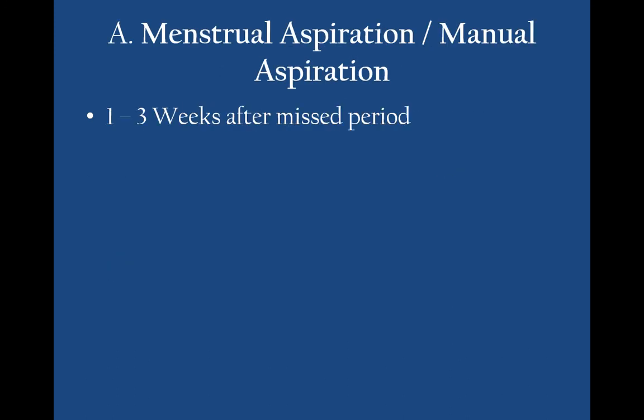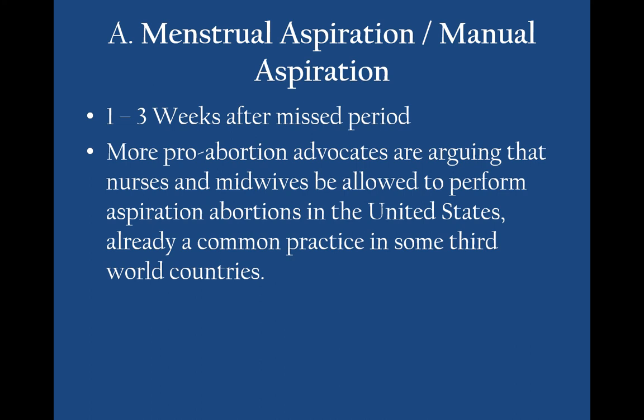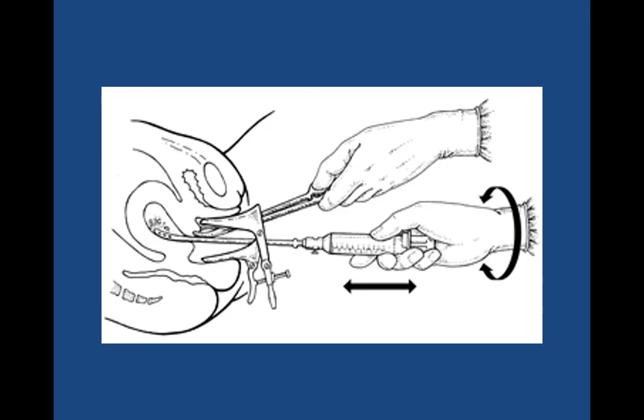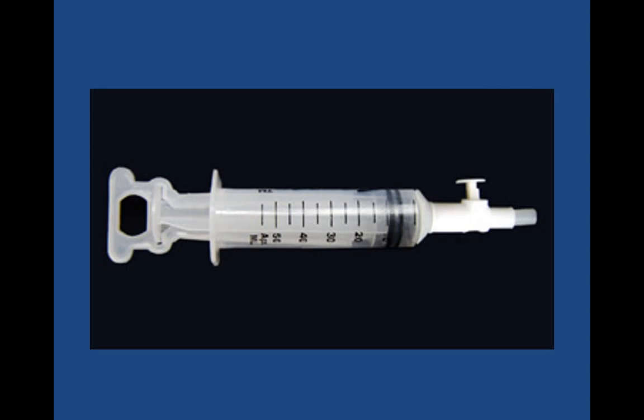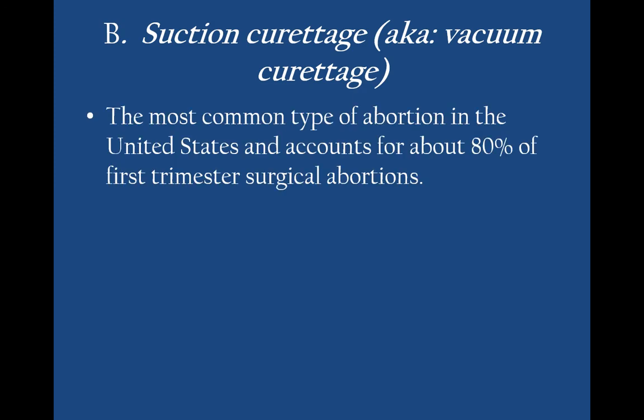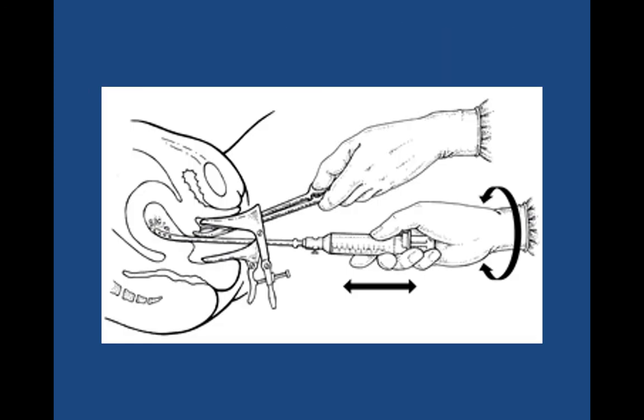So, the first is menstrual aspiration or manual aspiration. This is for very early pregnancies, 1 to 3 weeks after a missed period. And it uses really just a manual suction device that looks something like this. So many pro-abortion advocates are suggesting this as an option in third world countries for midwives and nurse practitioners and things like that. And here in the United States, some are advocating early abortions can be done using this method by nurse practitioners to try to keep the price down. So it's 1 to 3 weeks, and basically what happens is the baby is manually sucked out at a very early stage in pregnancy.